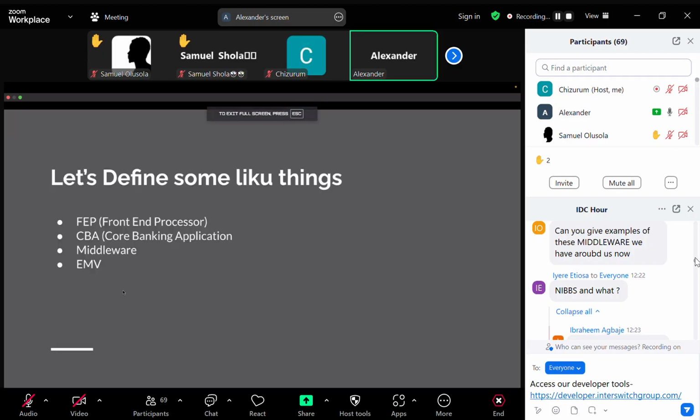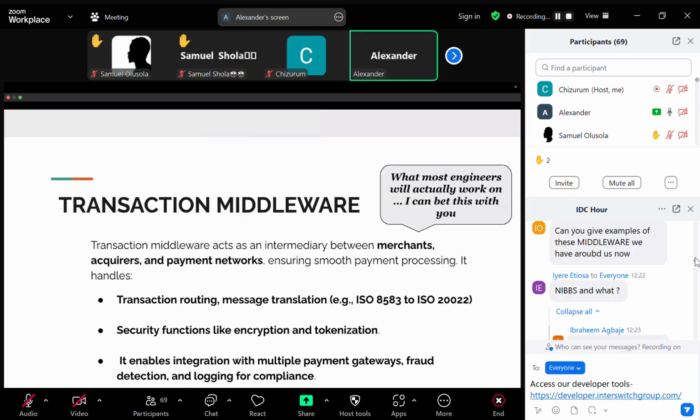Okay, so, yeah, transaction middleware, I guess. Example of middleware. Hmm. So I know that there are frameworks that have been built to help with the development of middleware to make it easier. An example of that kind of framework is JPOS, right? But I know that a lot of organizations build their middlewares themselves.